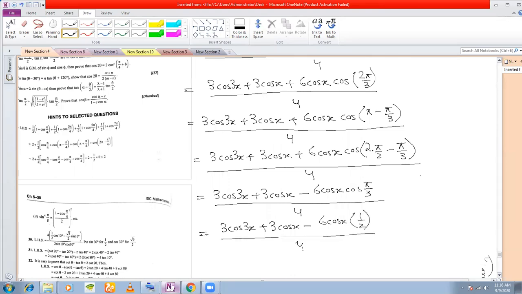divided by 4. So what you get here is 3 cos 3x plus 3 cos x minus 3 cos x, divided by 4. So these two actually cancel. So what you get is 3/4 cos 3x, which is equal to your right hand side. This is what we had to show. Okay.